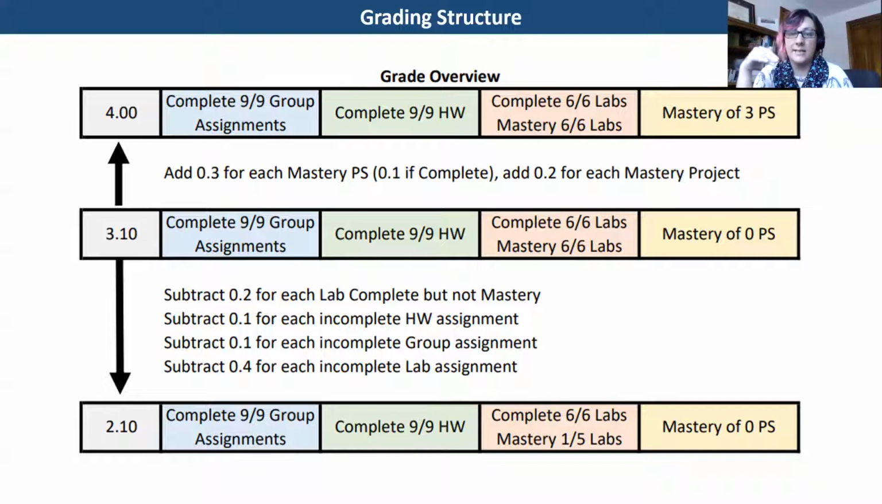And so just barely passing the class at a 2.1 will be completing all the group assignments and homework and completing the labs, but only revising one of them to mastery. Now, you can also use projects to build up your grade at any of these levels. You can use problem sets to build up your grade at any of these levels too. No matter where you're at in the class, completing a problem set at a mastery level will increase your grade by 0.3. And completing a project will increase your grade by 0.2. You can't increase your grade past a B unless you've completed the homework and the group assignments though.